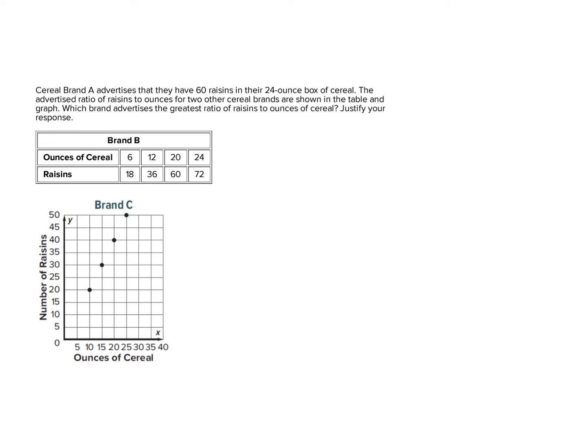It's almost sort of easy to forget that they told us about brand A here in the question. So I want to write that down right away. And I want to decide which one I'm going to put first. Raisins or ounces of cereal. And they have ounces of cereal on the x-axis and ounces of cereal first in the chart. So I'm going to make my ratios have ounces of cereal first. So brand A, first we're going to make sure we label our work.